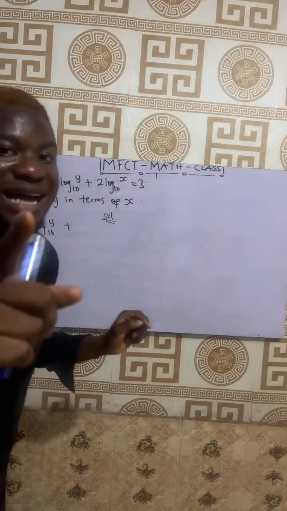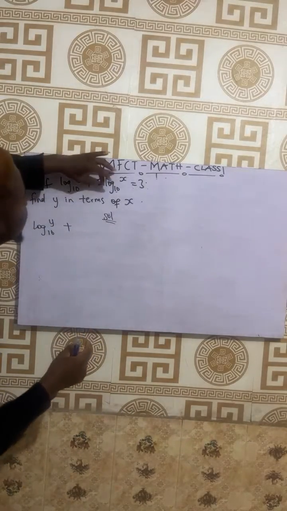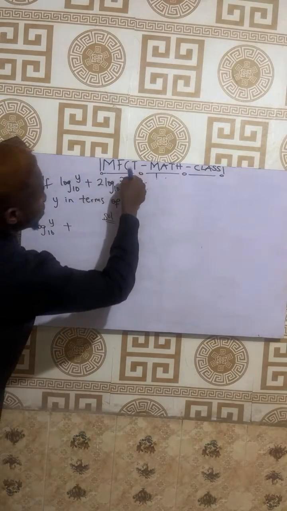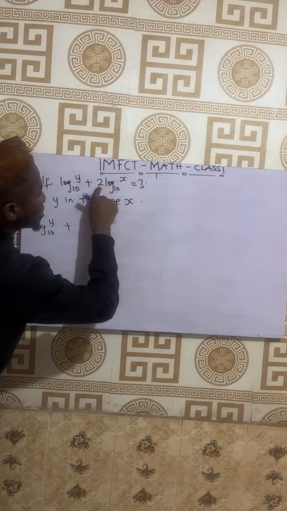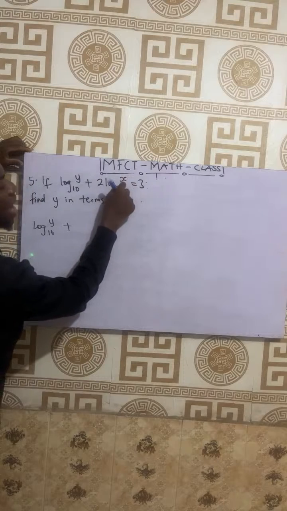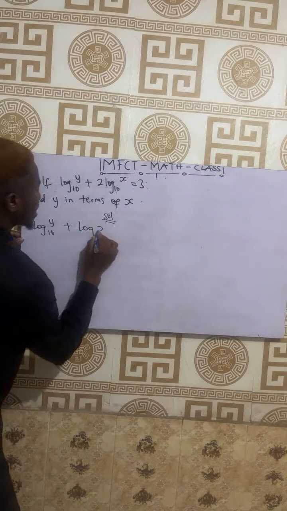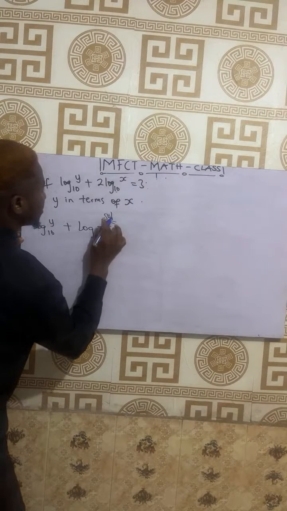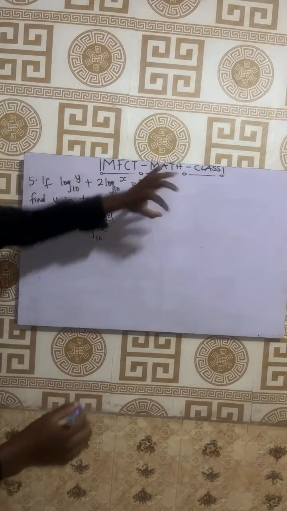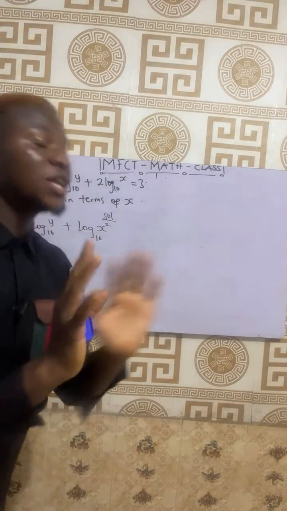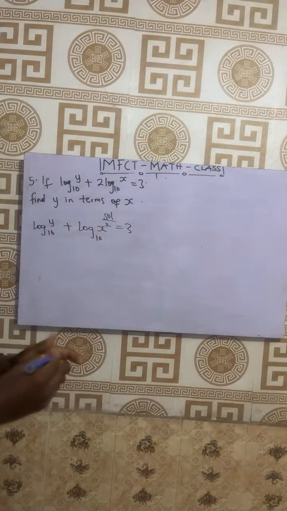So I'm going to be using that law, which is known as the power law. What I'm going to do now is bring this 2 to the other side of the equation, and once it comes to the other side, it becomes the power of this x. So this expression will now change to log x squared base 10. That is to say, this 2 has become the power. That is a law in logarithm. And this equals 3. You can see that's the first thing I did.